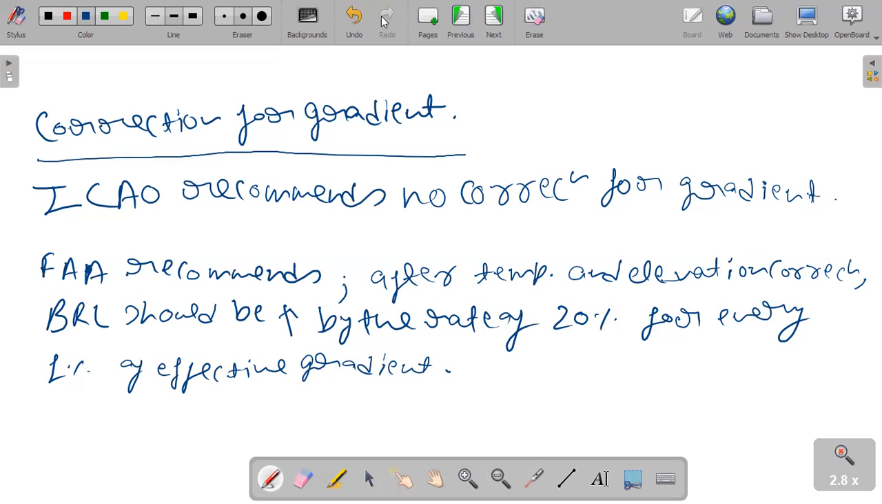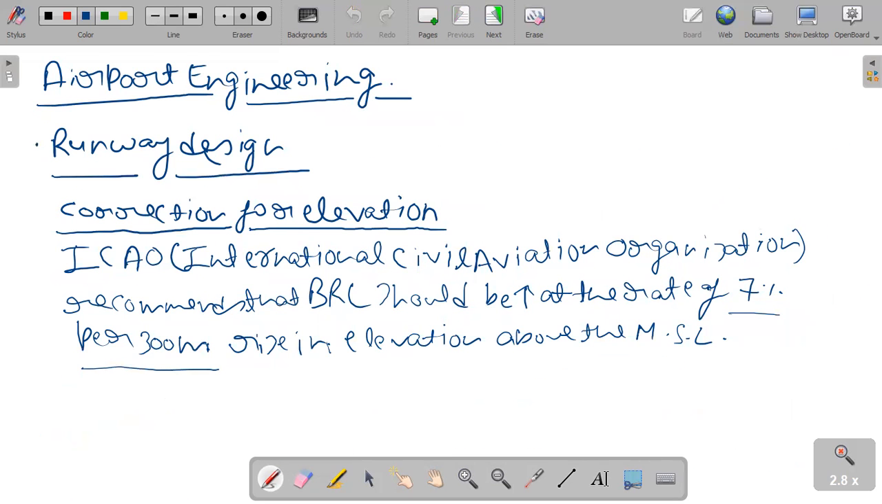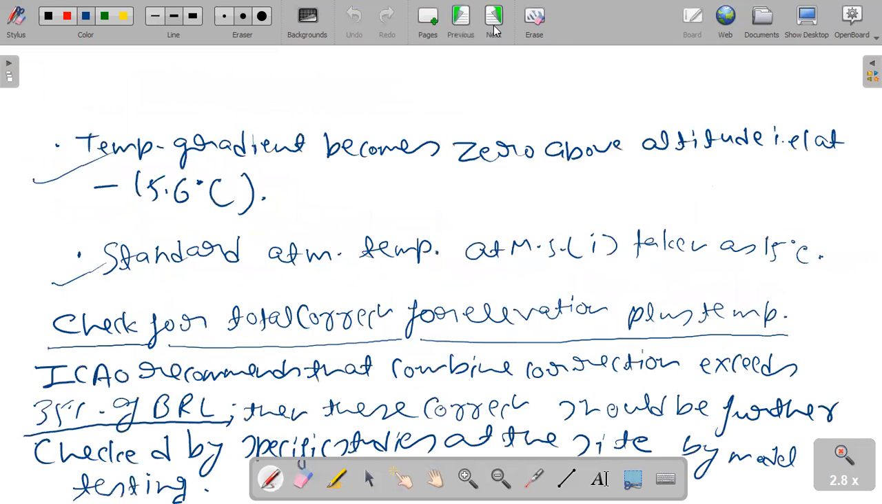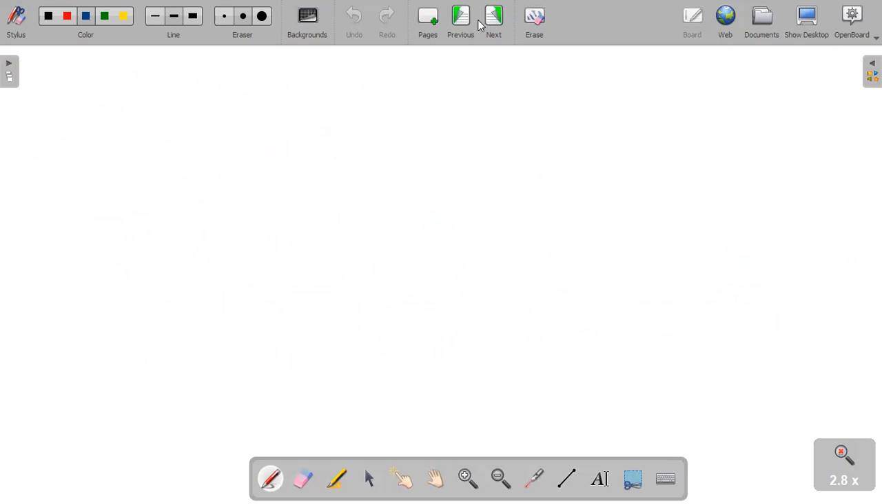So this is all about runway design in airport engineering. What we completed: correction for elevation, correction for temperature, check for total correction for elevation plus temperature, correction for gradient. Let's move on to the next topic in airport engineering, taxiway design.